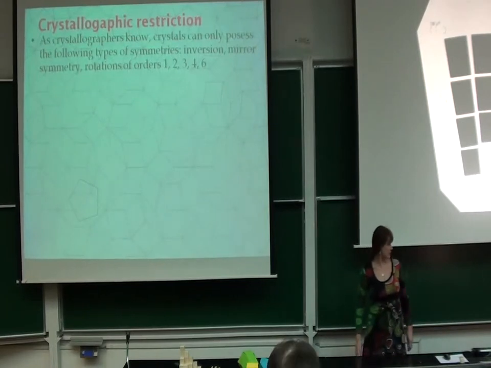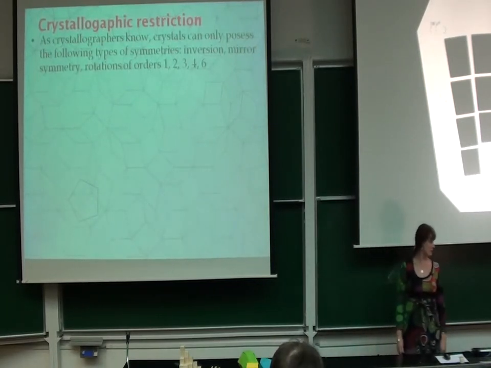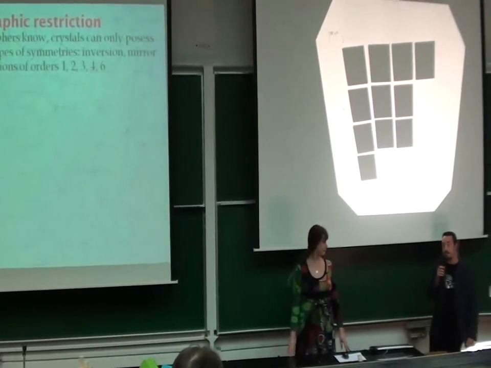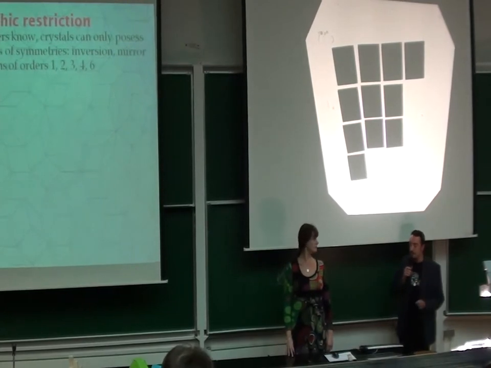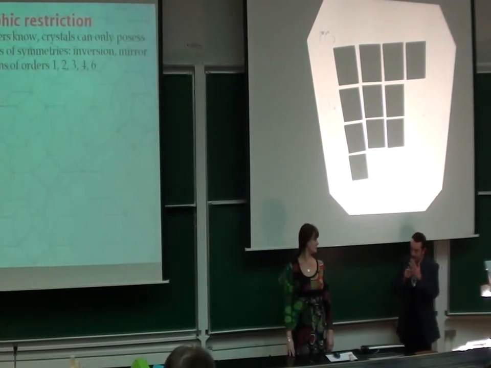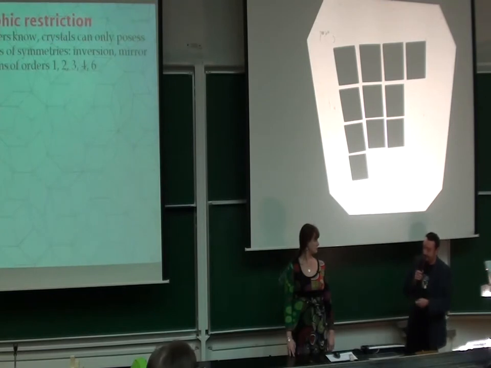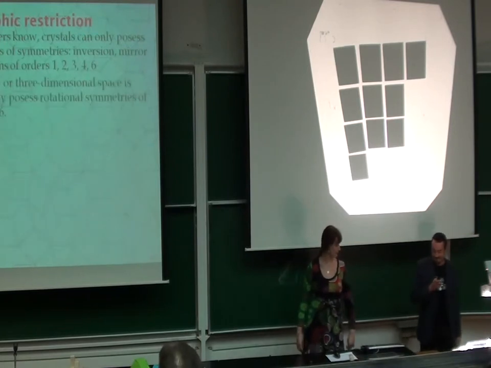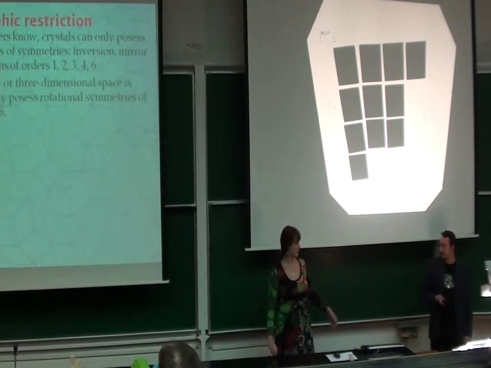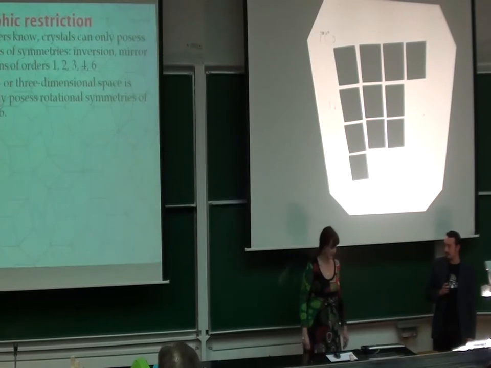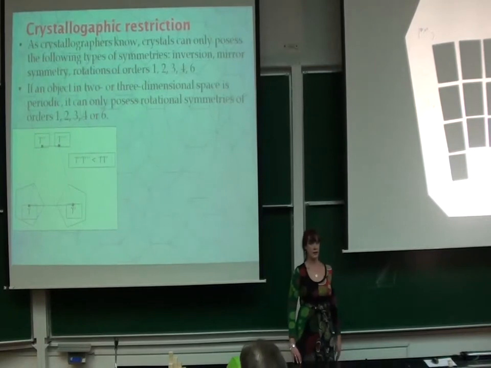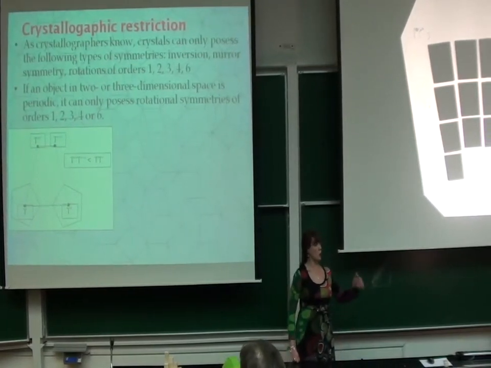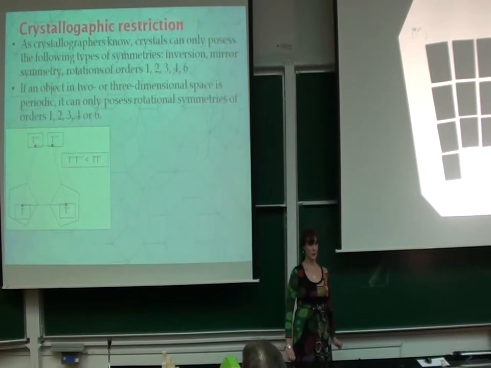This is rather interesting in crystallography, because in crystals we can only see some types of rotational symmetry. To be more precise, we can have rotations of the first order, second, third, fourth, and sixth, but no other. And we can prove it. There is a relatively simple proof for two-dimensional periodic things that one can use to show why other rotational symmetries are impossible.